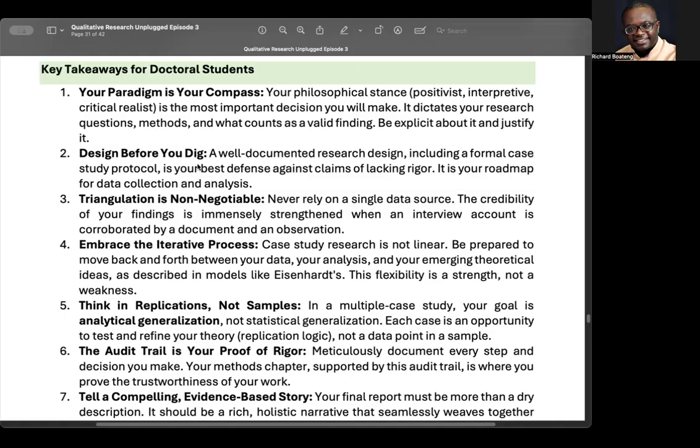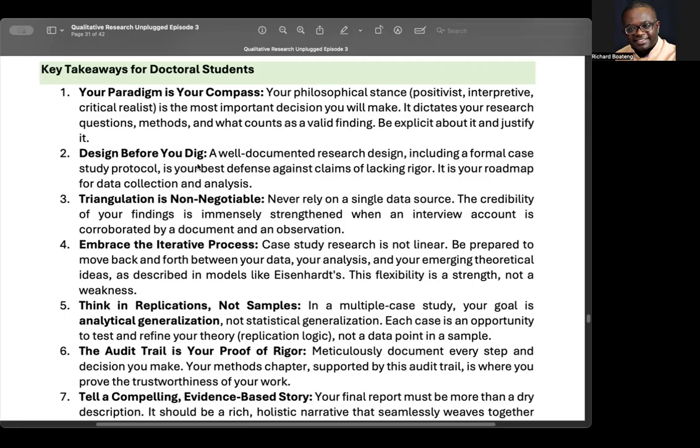If you follow these principles, the ones laid out so clearly in the guide, you absolutely can produce research that is not only methodologically sound and rigorous, but also makes a genuinely significant contribution, whether theoretical or practical, to your field. So let's quickly reiterate those key takeaways, the absolute must-remembers for your doctoral journey using case studies. Okay, takeaway number 1.